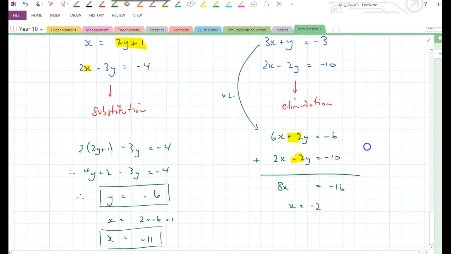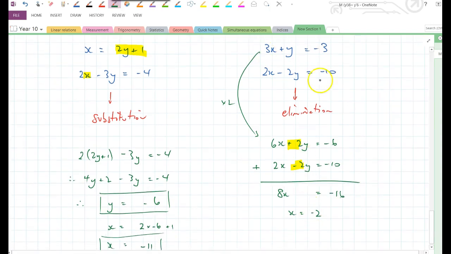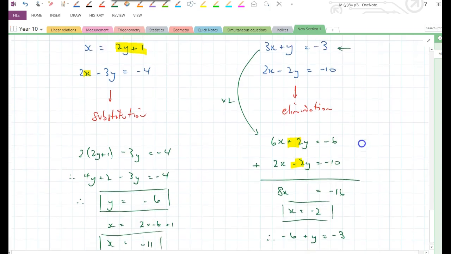Now when x equals minus 2, I can go back up here. Remember, I can put that into any of my equations. I'm going to use the original one, just because it's the easiest one to use. 3x, therefore 3 times minus 2, or minus 6 plus y equals minus 3. Adding 6 to both sides, y equals 3. So x equals minus 2 and y equals 3 is the solution to that using the elimination method.